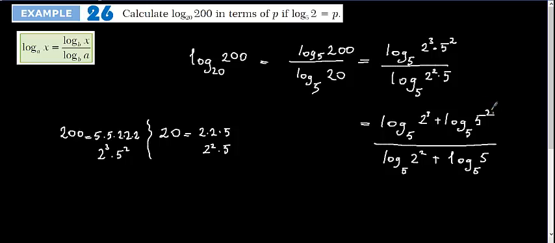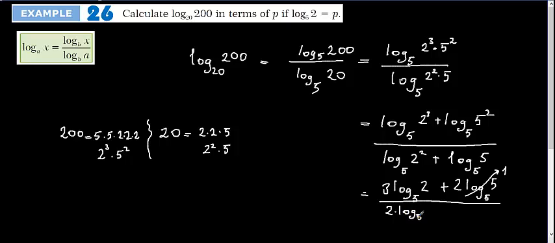Here these powers can be written in front of the logarithm, and it will be equal to 2 times logarithm base 5 of 2 plus 2 times logarithm base 5 of 5, which is equal to 1, and pardon, this is going to be 3. This is going to be 3 times logarithm base 5 of 2 plus 2 times 1, over 2 times logarithm base 5 of 2 plus here directly it's going to be equal to 1.